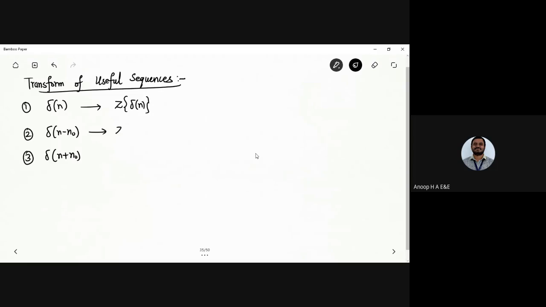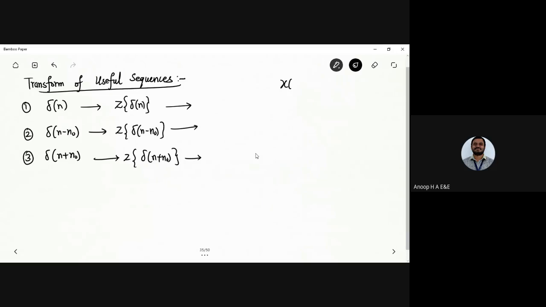So this one, that is the z transform of delta of n minus n naught. This one, that is the transform of delta of n plus n naught. Okay, so how can I write this? What is the z transform of the given signal? Let us go in detail.